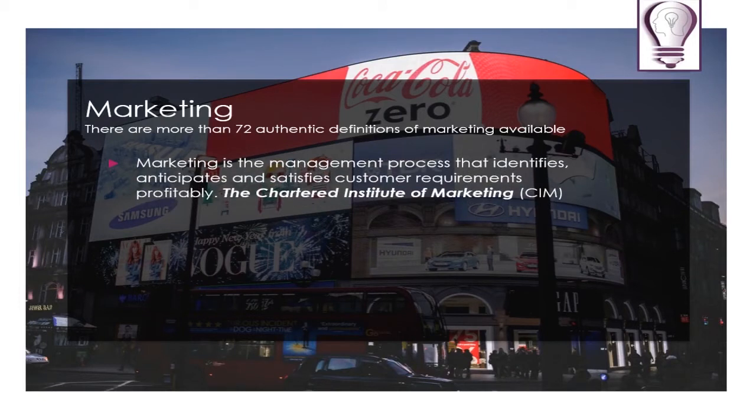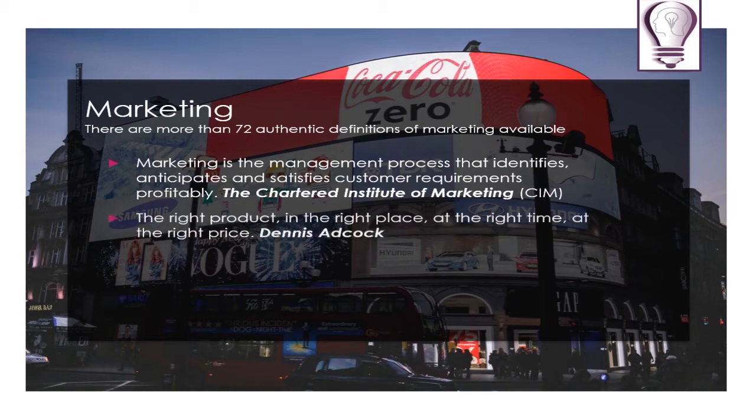All right, the first definition is here. Marketing is the management process that identifies, anticipates, and satisfies customers' requirements profitably. Can you link it with what you have taken till now? I think yes. I took this definition from the Chartered Institute of Marketing. Moving on.